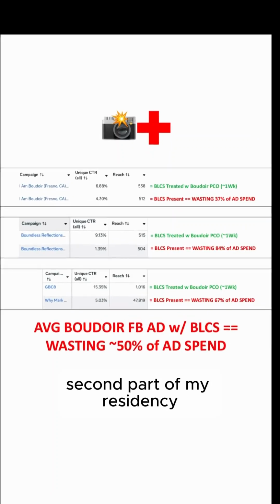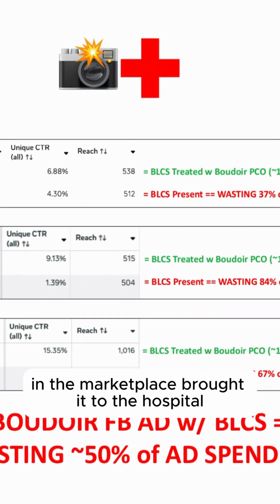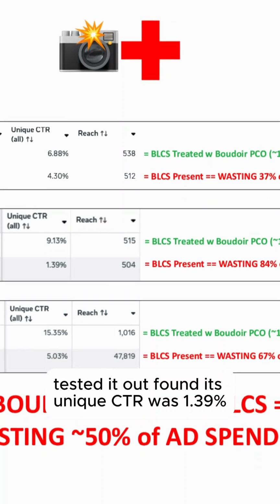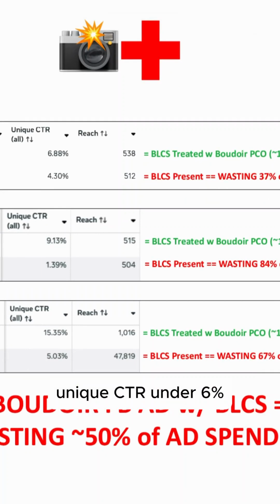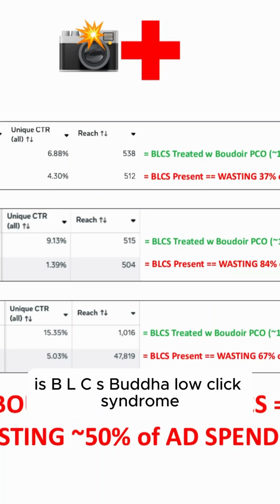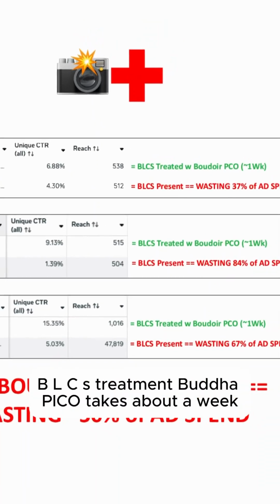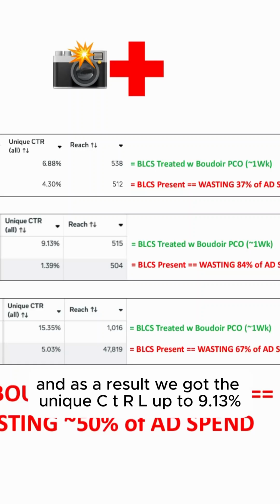All right, second part of my residency, found another Boudoir Facebook ad out there in the marketplace, brought it to the hospital, tested it out, found its unique CTR was 1.39%. So we discovered that BLCS was present. Unique CTR under 6% is BLCS, Boudoir low click syndrome, but we got the treatment for it. BLCS treatment with Boudoir Pico takes about a week. And as a result, we got the unique CTR up to 9.13%.